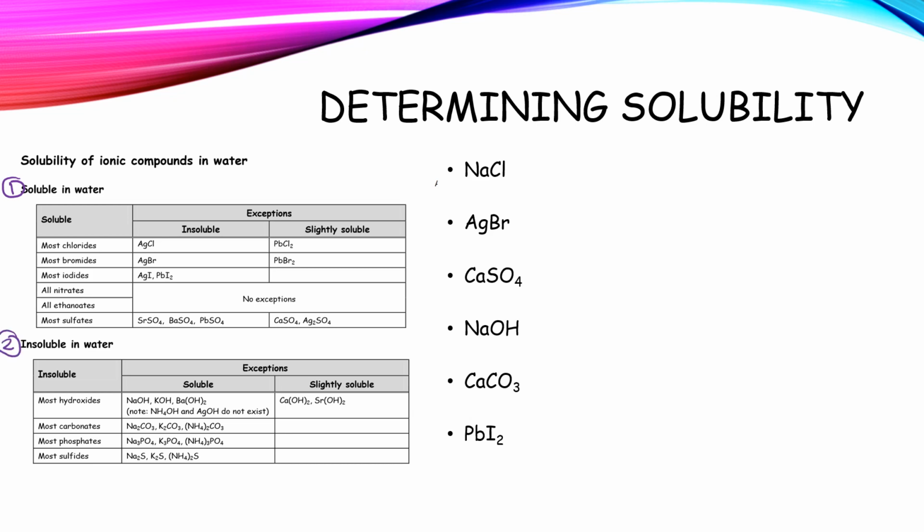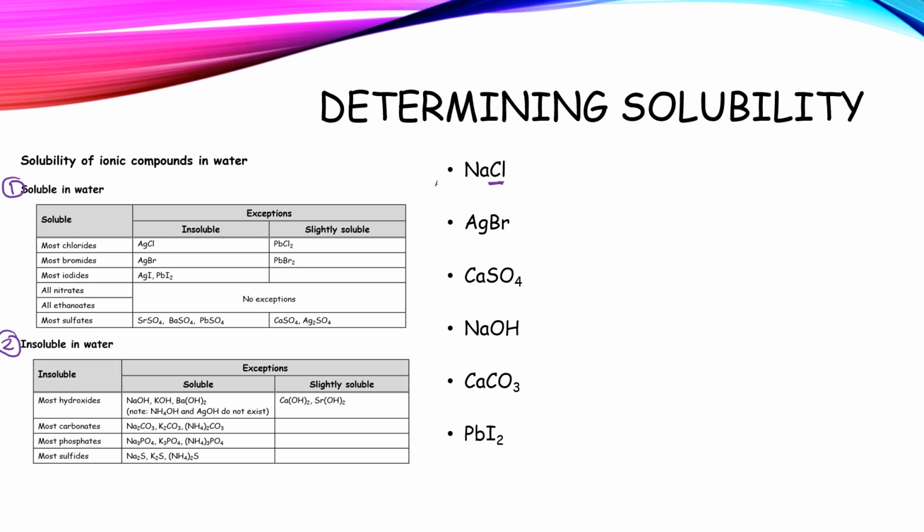The first table looks at everything that tends to be solid, which is soluble, which is most chlorides, bromides, iodides, all nitrates, all ethanoates, and most sulfates. And then it lists the exceptions. With the insoluble in water table, most hydroxides, carbonates, phosphates, and sulfides are insoluble, and these are the exceptions which are soluble.